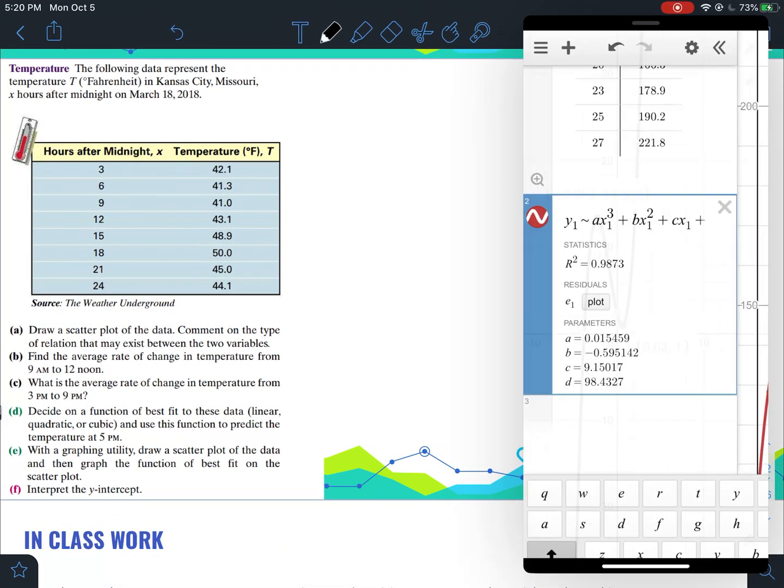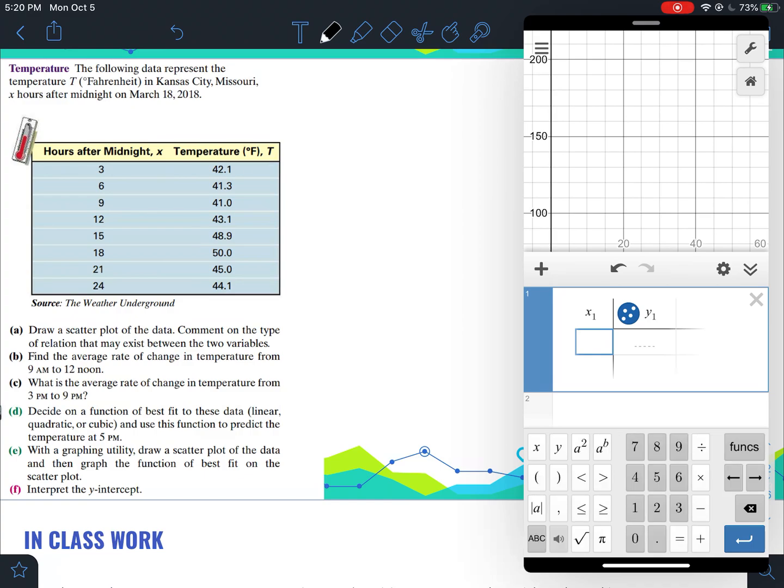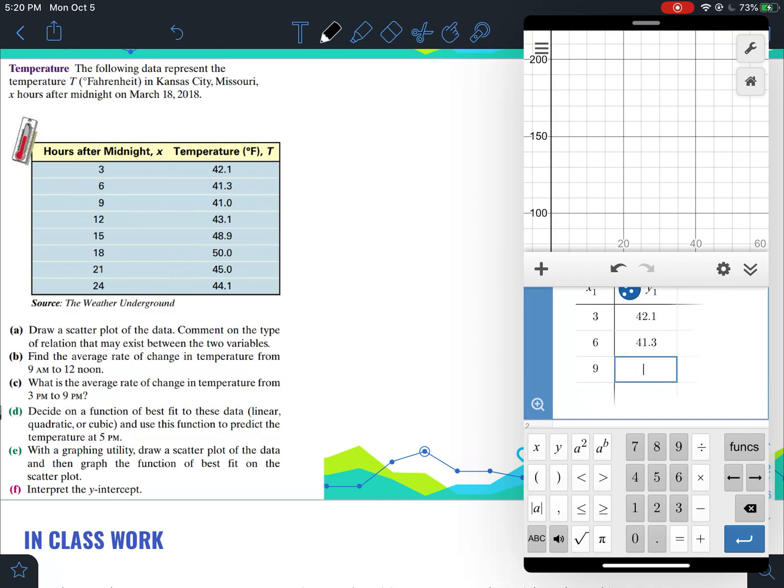All right, so let's go ahead and start by making our scatter plot on Desmos. So let's erase this one, and let's erase this one. And then we'll make a table. And so we have 3 and 42.1. And we have 6 and 41.3. And we have 9 and 41. And we have 12 and 43.1. And we have 15 and 48.9.